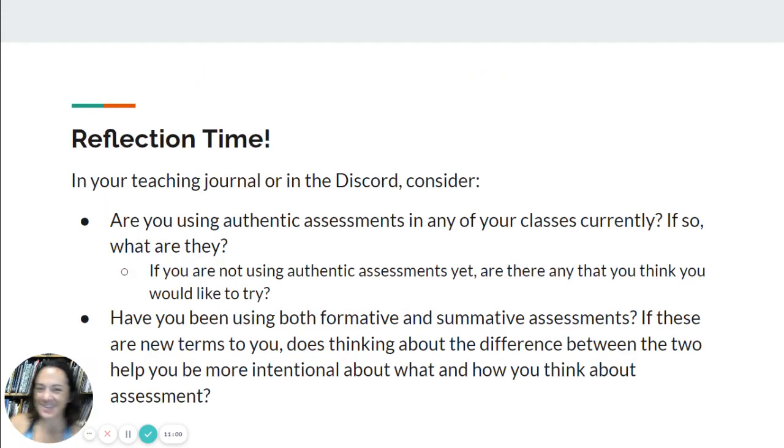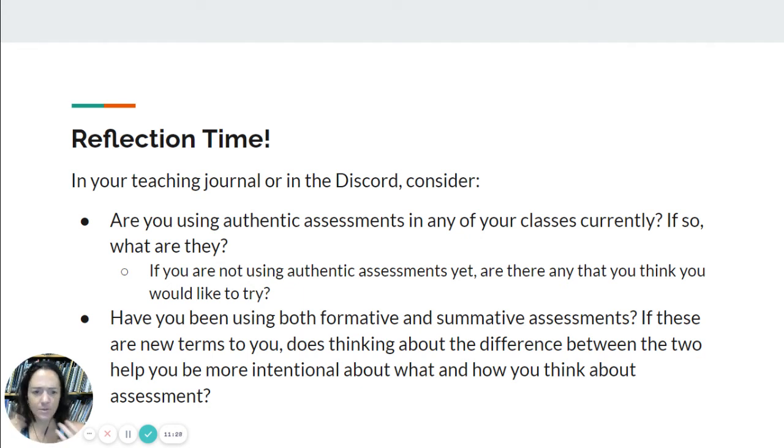So reflection time. In your teaching journal or the Discord, are you using any authentic assessments in your classes? If so, what are they? If you're not, are there things that you would like to try? A lot of times for classics, it can feel a little bit less easily applicable. These authentic assessments seem a little bit harder to come by. But I would encourage you to take a few minutes and think about ways that they can. There, in fact, are a lot of really rich ways to think about those that overlap there.